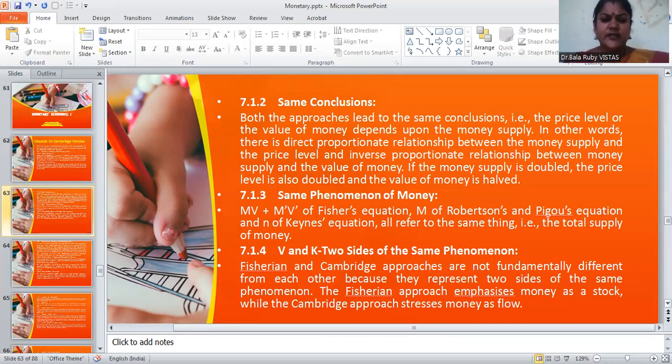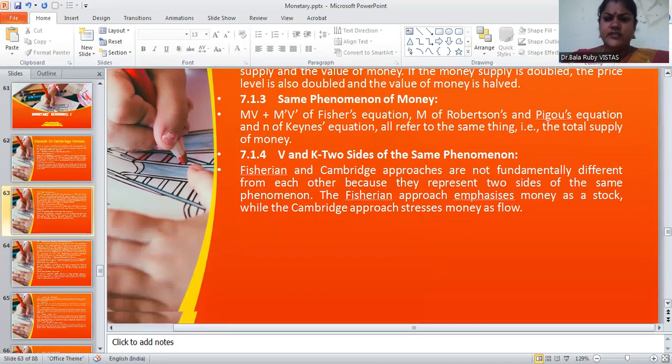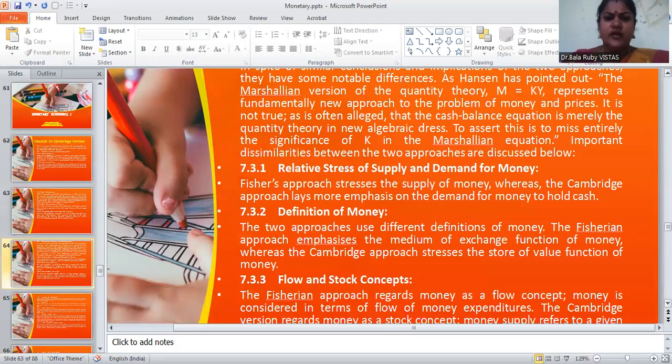Then another similarity is V and K, two sides of the same phenomenon. So the Fisherian as well as Cambridge approaches are not at all fundamentally different from each other because they represent two sides of the same phenomenon. The Fisherian approach emphasizes money as a stock, while the Cambridge approach stresses money as a loan, right? So this is the fourth similarity between these two approaches.